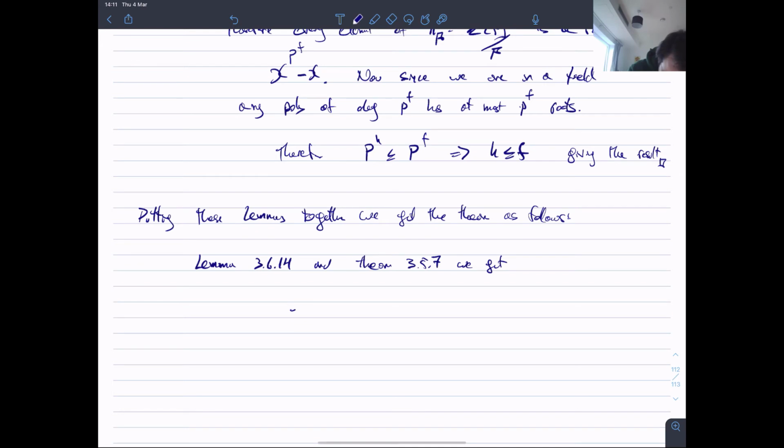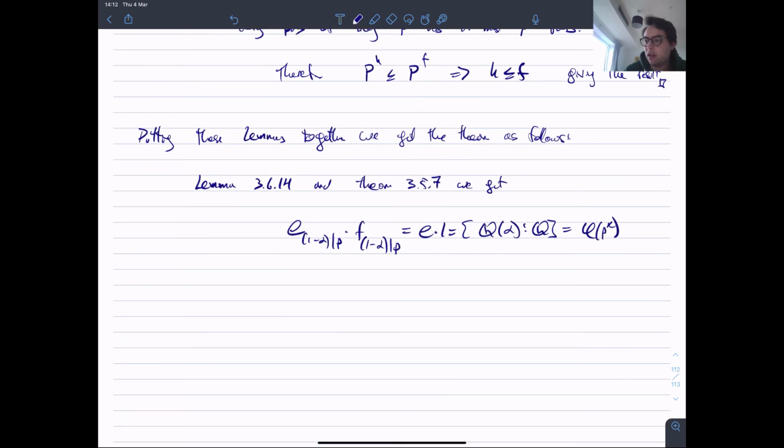the ramification of 1 minus alpha over p, I told you this was a prime ideal, times the residue degree of 1 minus alpha over p. This thing equals e times 1, which has to equal the degree of my field, which I know is p to the k. This is the first theorem.